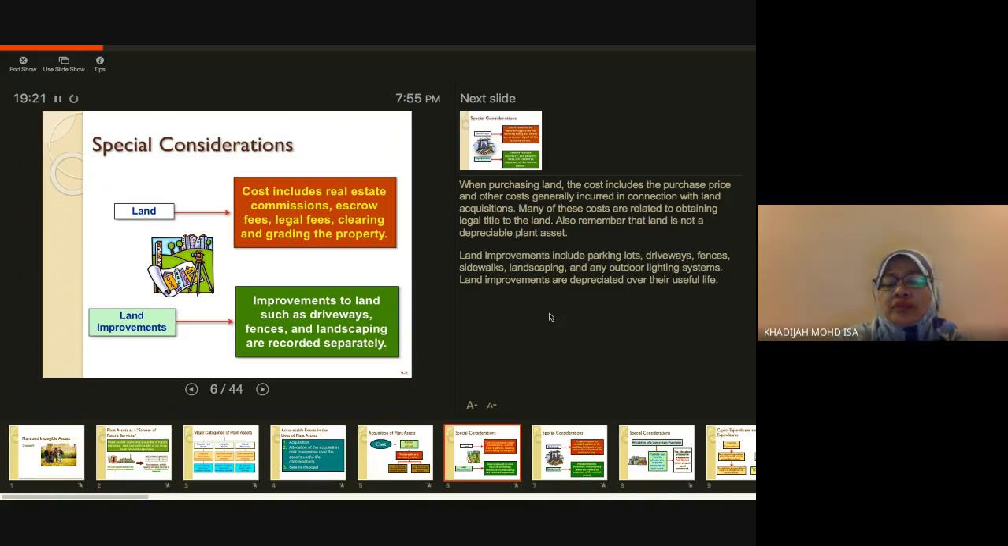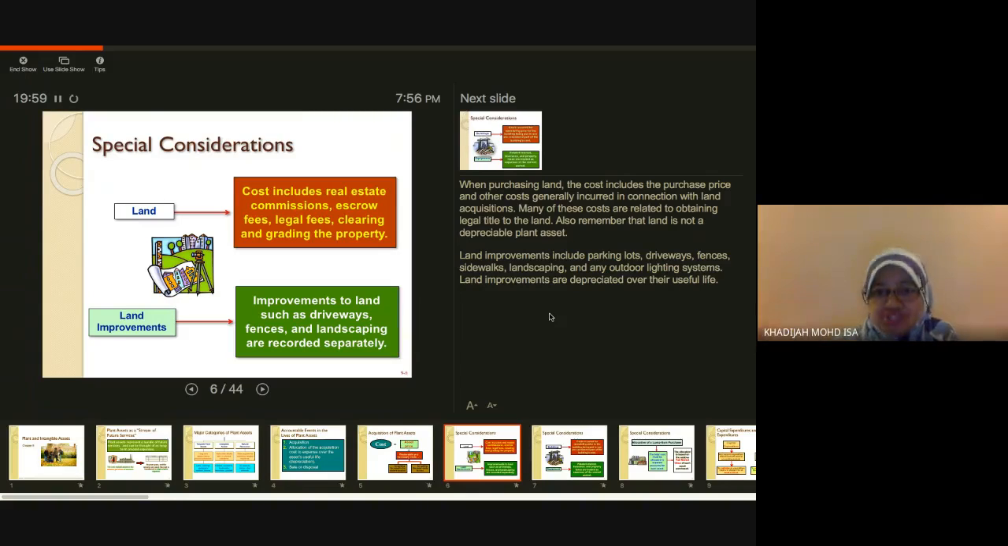Once you have all these as part of the cost of the land, you then have to identify whether you are going to give depreciation over the land. This one is special because most of the time land appreciates in value rather than depreciates. So that's why you don't see land depreciation, because we don't actually depreciate land, but the cost of those improvements to the land. The cost of the parking lot, the driveway, fences, all these things you can give depreciation.